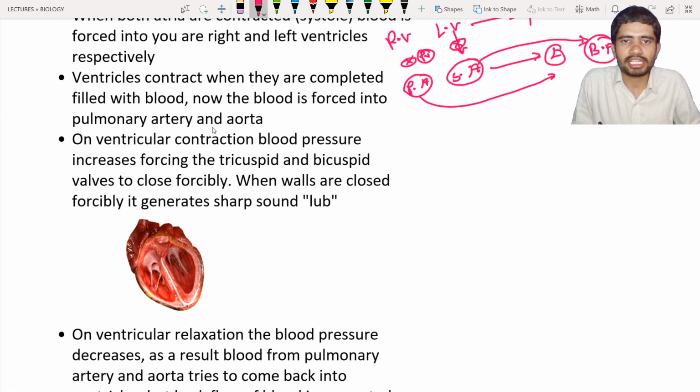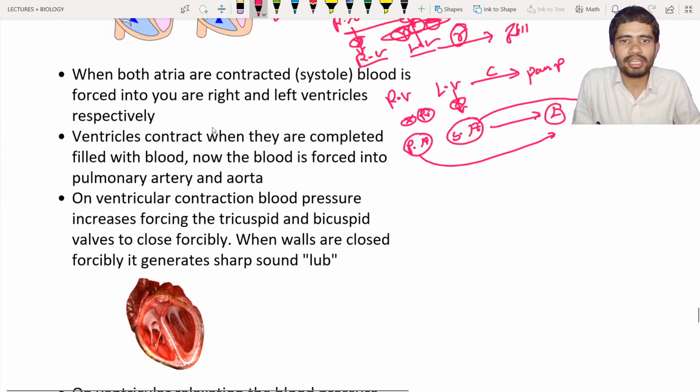And here you can see there is generation of lub and dub sound. So when the lub sound will be produced, here you can see on ventricular contraction, the blood pressure increases, forcing the tricuspid and bicuspid valves to close forcibly. So here the tricuspid valve and bicuspid valve are going to close. When they are closing, there is generation of the lub sound.